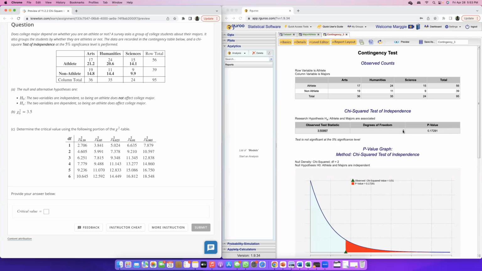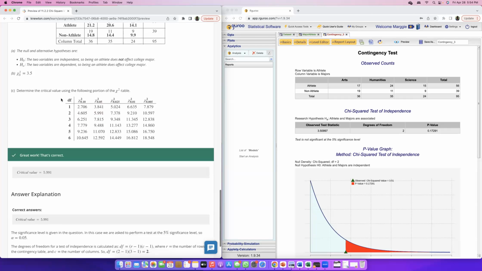So the degrees of freedom is 2, and it's given to you by RGuroo. Then you have to go here to the degrees of freedom 2. You're going to look at this row, and you're going to look at your significance level. We are working with a significance level of 0.05. So when you have 2 degrees of freedom, the critical value for a 5% significance level is 5.991. So I'm going to put the whole thing in here, 5.991.